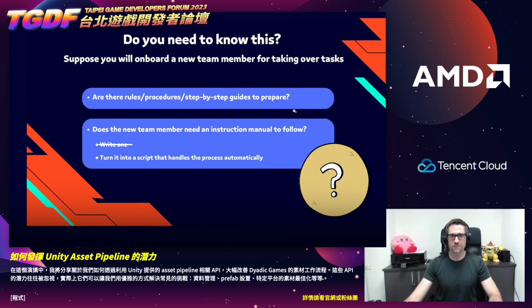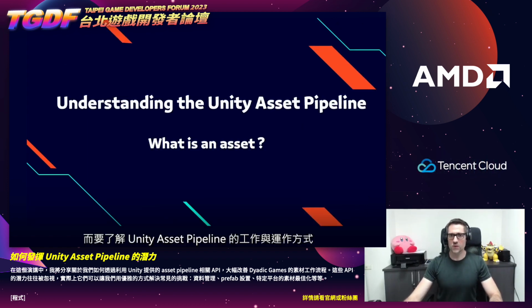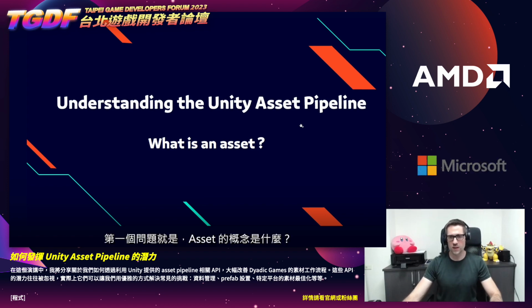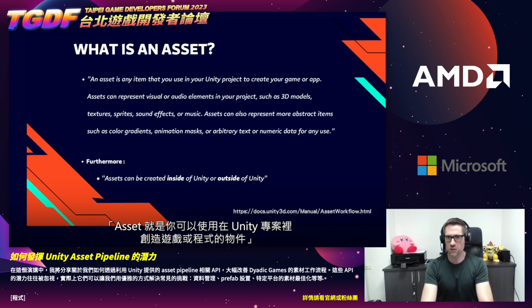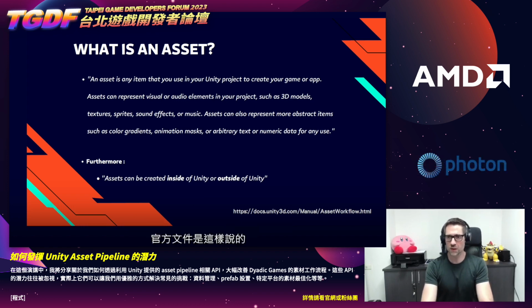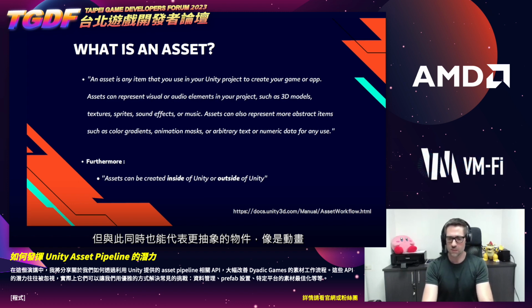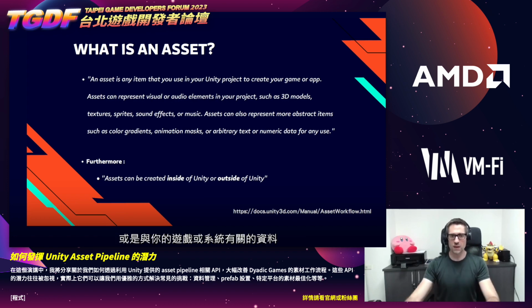Now, in order to understand what the Unity asset pipeline does and how it works, we need to go through a few definitions, with the first one being to answer the question, what is an asset? You will most likely be familiar with that already. So an asset is an item that you can use in your Unity project to create your game or app. This is what the official documentation says. Assets can represent 3D models, textures, sprites, sound effects, or music, but they can also represent some more abstract objects like animations or any kind of data that is relevant for your game or for your game systems.